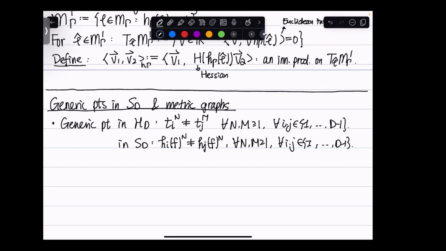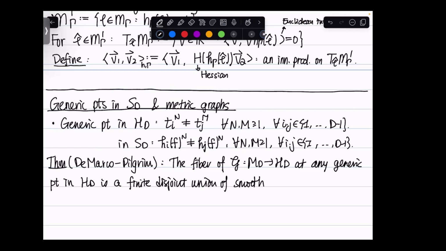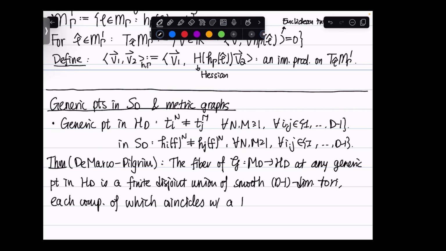At generic points, the critical heights map is very nice. This is again a theorem of Laura and Kevin, DeMarco-Pilgrim. What they proved was that the fiber of G from this moduli space to HD at any generic point in HD is a finite disjoint union of smooth d-1 dimensional tori, each component of which coincides with a twist deformation orbit.